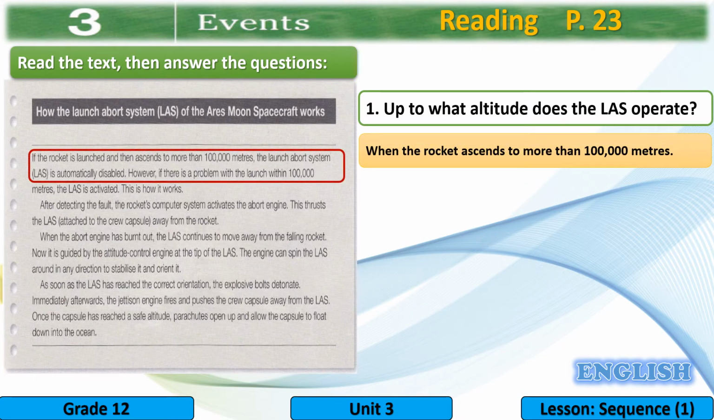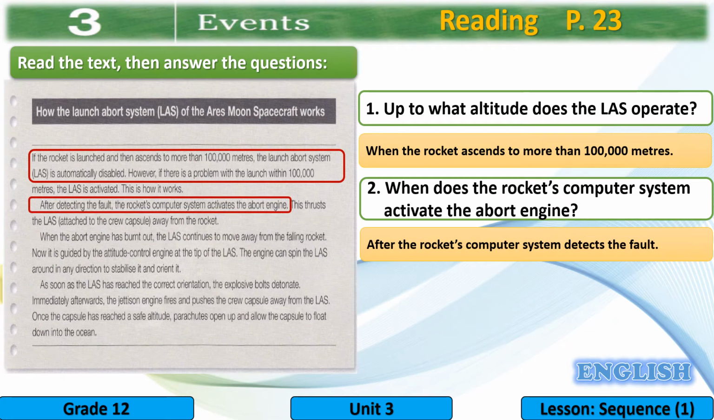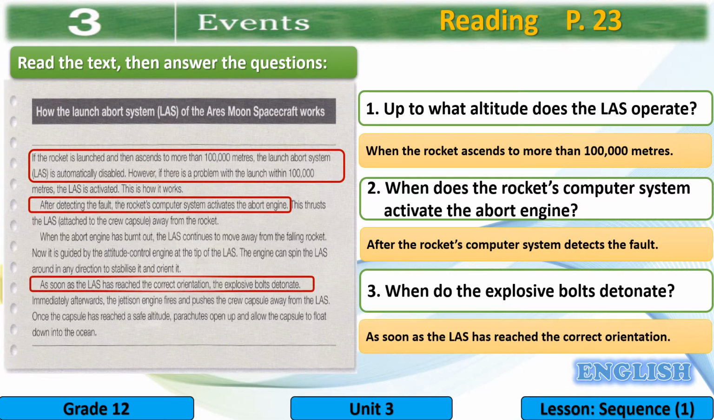Answer: when the rocket ascends to more than 100,000 meters. Question number 2. When does the rocket's computer system activate the abort engine? Answer: after the rocket's computer system detects the fault. Question number 3. When do the explosive bolts detonate? Answer: as soon as the LAS has reached the correct orientation. Well done.